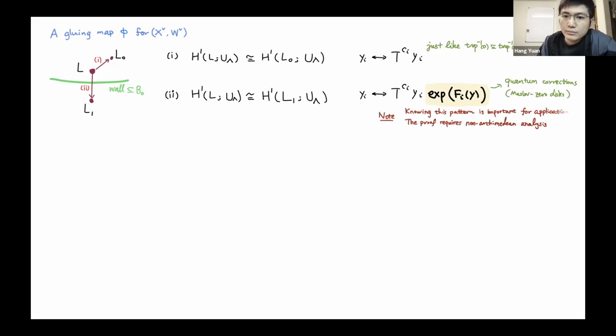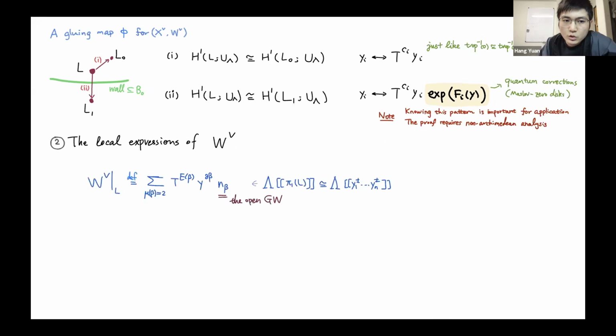And let me also note that knowing this pattern of the gluing map is very important for the application we discuss later. And the proof of this requires a careful study of non-Archimedean analysis. Now we have described the local picture of the mirror space, and now we can describe the local expressions of the globally defined superpotential, W check.